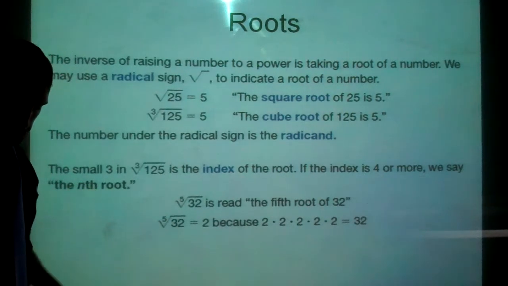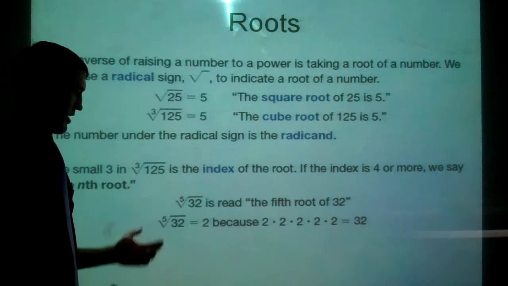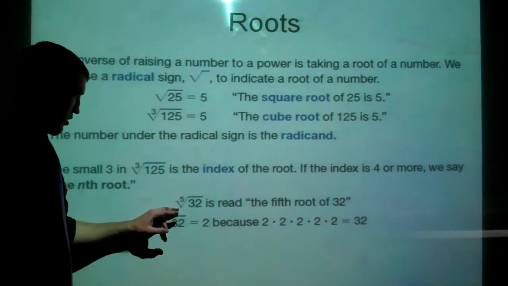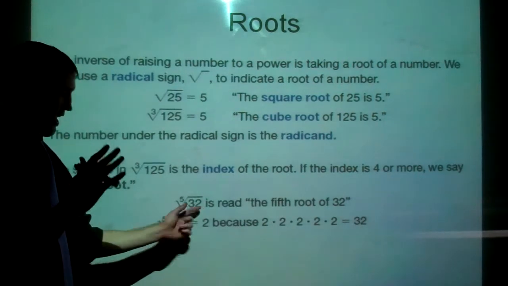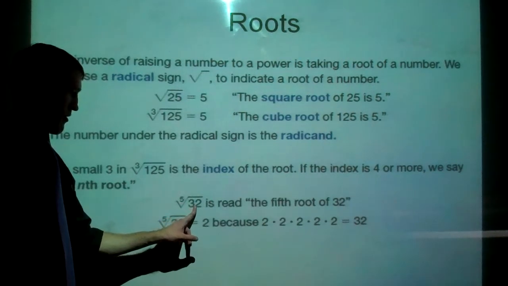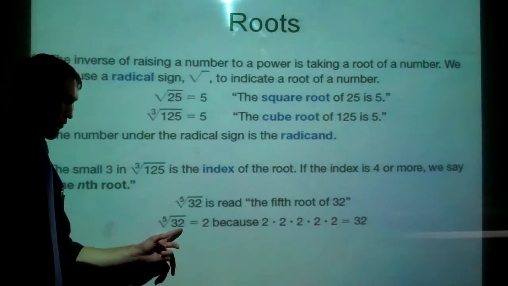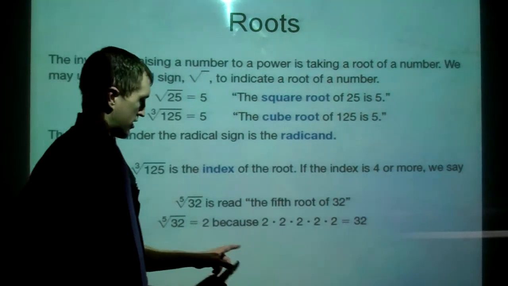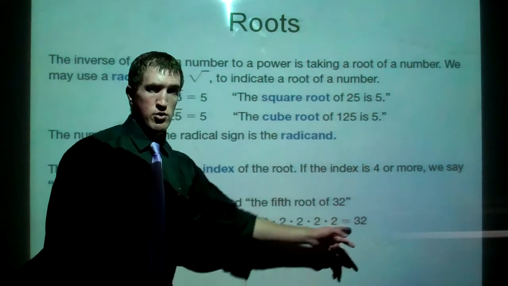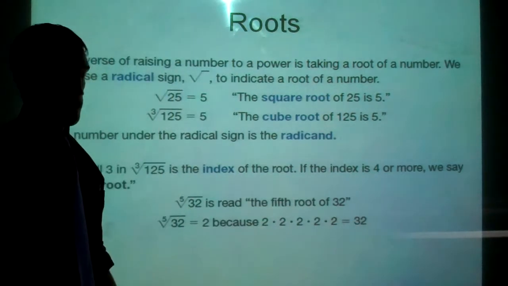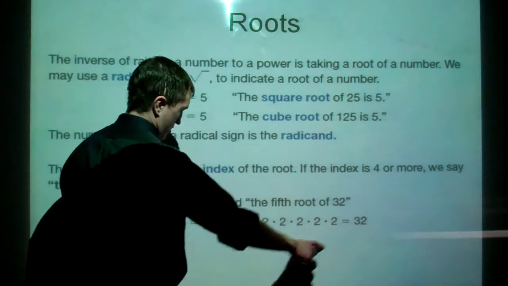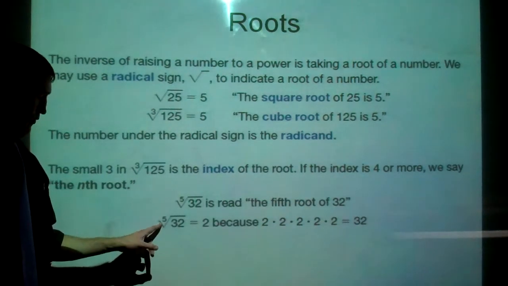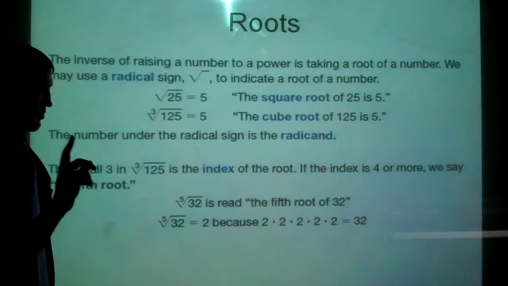Okay? Now, here's what it actually means. We're going to look for one number to multiply together 5 times in order to get 32. So we say the fifth root of 32 is 2 because if we multiply 5 2's together, we get 32. So it's kind of going backwards. So this would be 2 to the fifth equals 32. So the fifth root of 32 would just be a single 2.